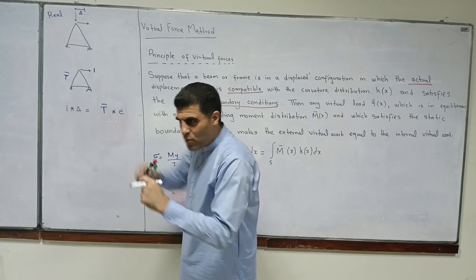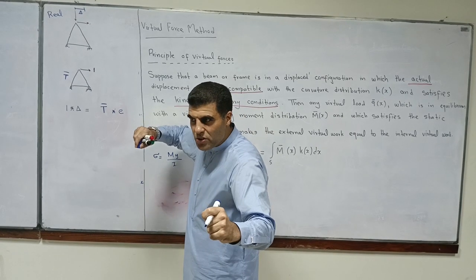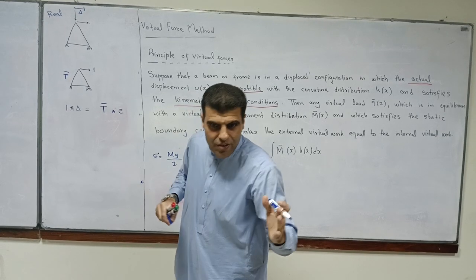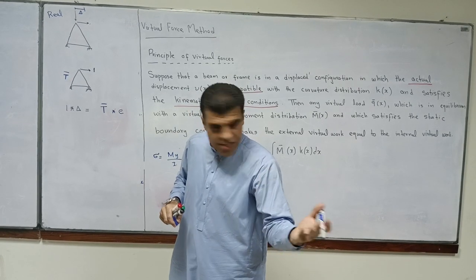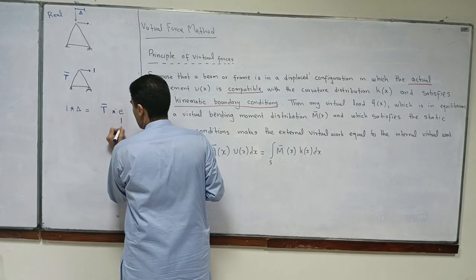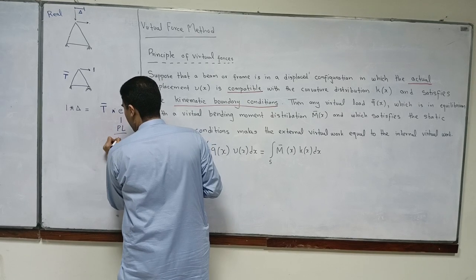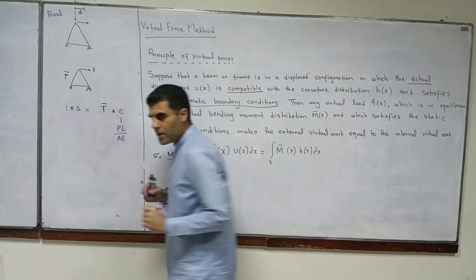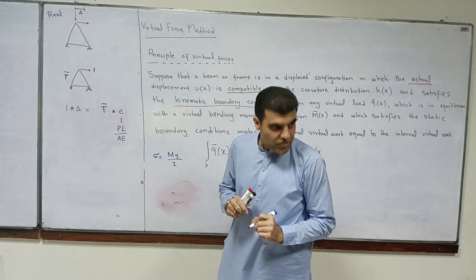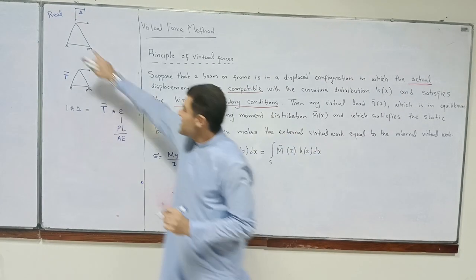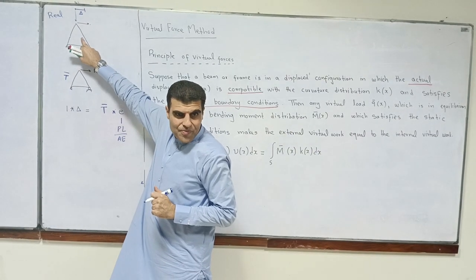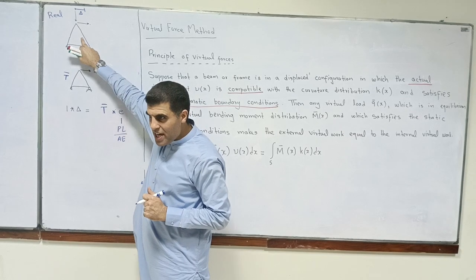So in other words, what is this e equal to? What is e equal to? This extension is equal to PL over AE, isn't it? Yes, this is PL over AE. So this P is actual. Do you agree with me?